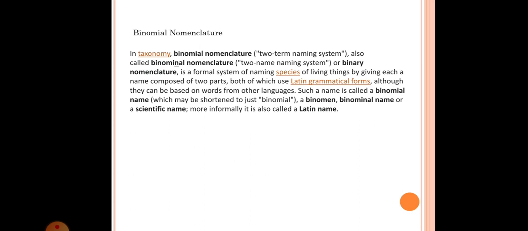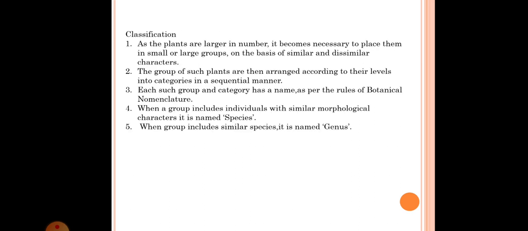by giving each a name composed of two parts, both of which are in Latin grammatical forms, although they can be based on words from other languages. Such a name is called a binomial name, which may be shortened to just binomial, a binomial name or a scientific name. More informally, it is also called a Latin name.